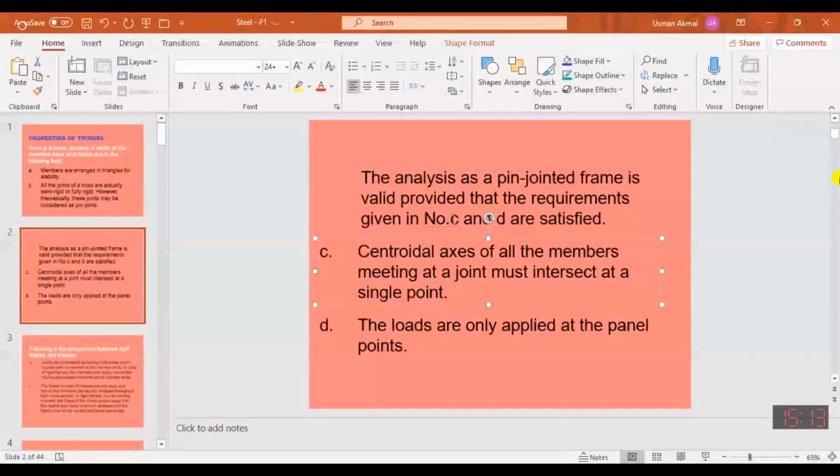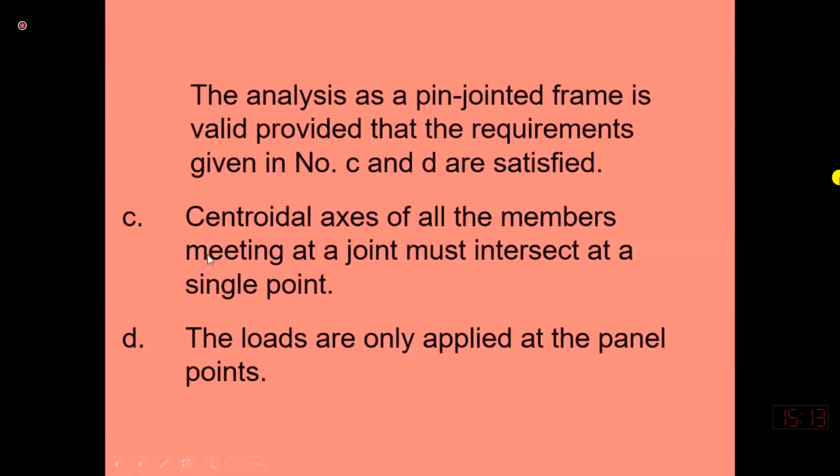So why are we considering the joint as a pin joint? Because the centroidal axis of all members meeting at a joint must intersect at a single point. So the center lines of all members are intersecting or passing through a common point. So load is only applied at panel points. Panel point means at the joint only.